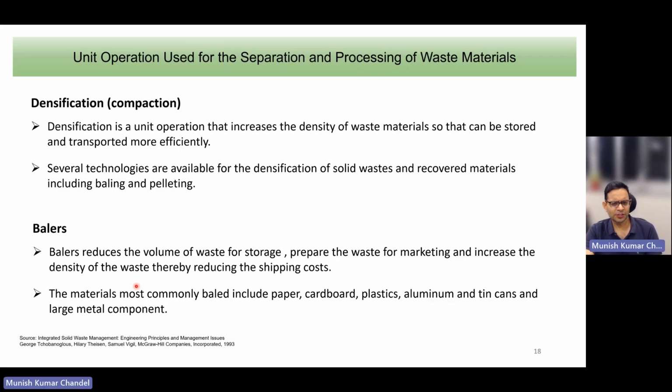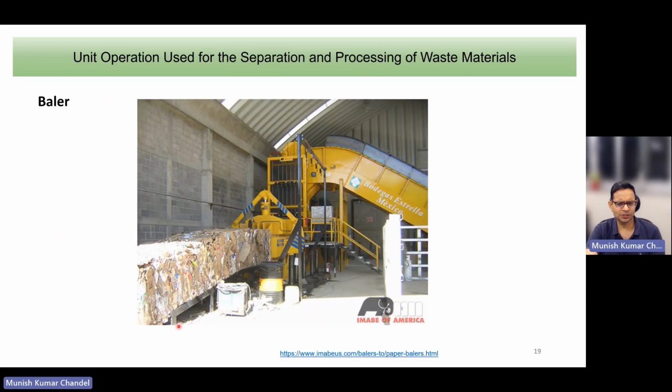And what kind of material do we generally bale? Paper, cardboard, plastic, aluminum, and tin cans, and even large metal components. So this is a typical baler. You can see here, the waste is passed through a baling machine, and it comes out compacted. After that, you can see here, for example, it is tied down by a wire, so that it can be easily transported to different places, to far distance places for different applications, even as a fuel. This is called a baler.